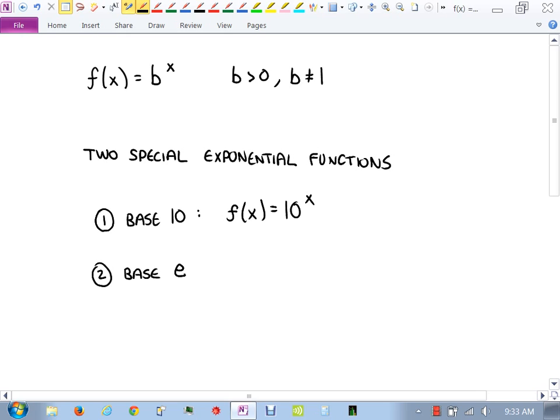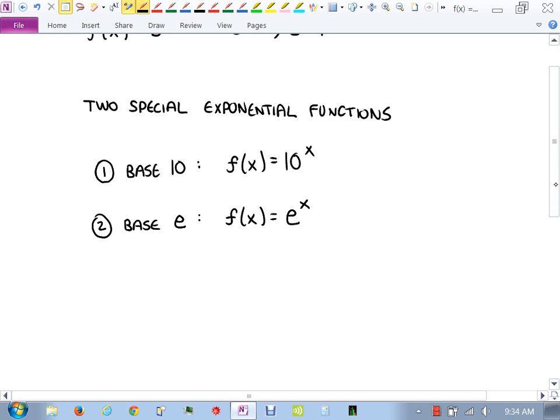It's the base e exponential function. And it's f of x equals e to the x. Now, I need to discuss with you what e is. To do that, I think I'll start with a number that a lot of you are familiar with. Y'all ever heard of pi before? Right? Pi is approximately 3.14, right? You've heard that before? And it has to do with circles, right?